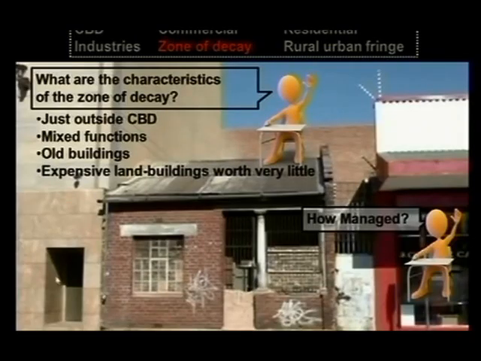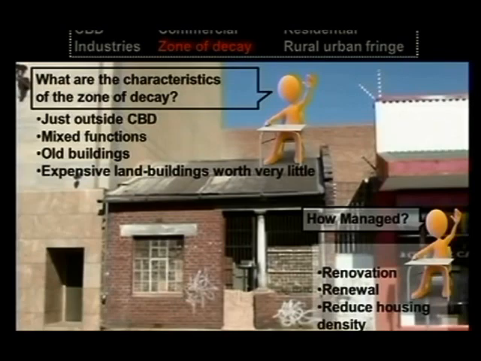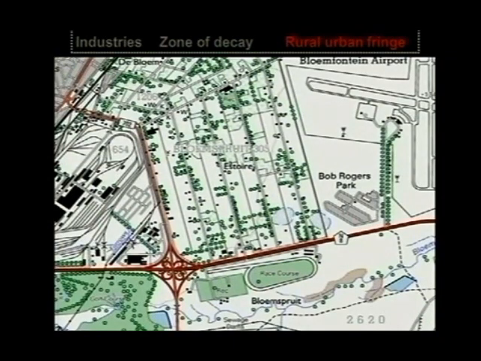Now, how can this be managed? And that is very important. You must be in a position to say how can the zone of decay be managed? First, renovation. Secondly, renew the buildings here. Thirdly, reduce the housing density, create more open spaces, and in these three ways, basically, your zone of decay can be managed. Okay, then the last one that they also mentioned on the video clip would be the rural-urban fringe.